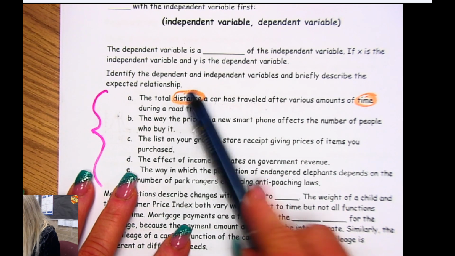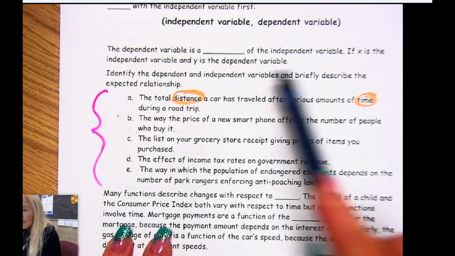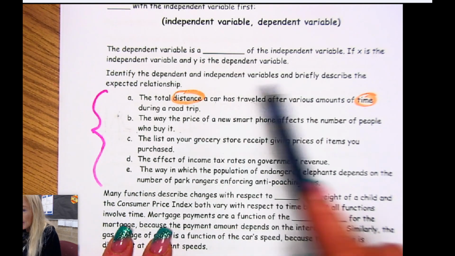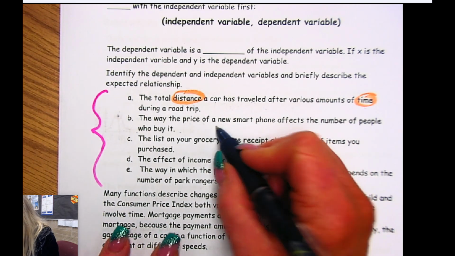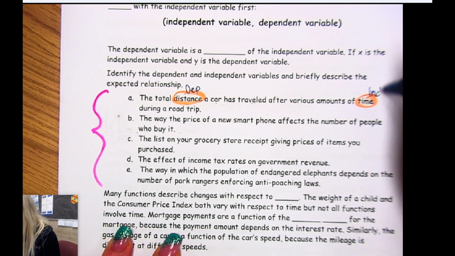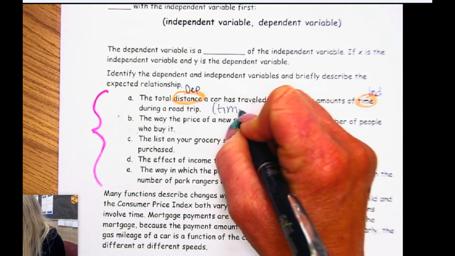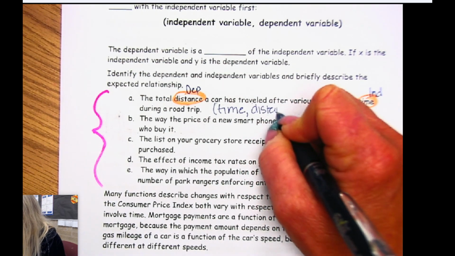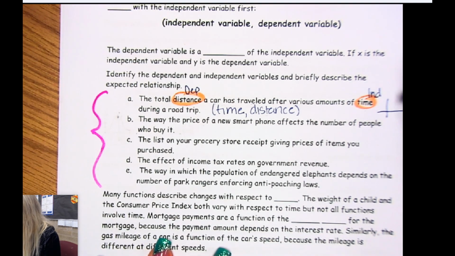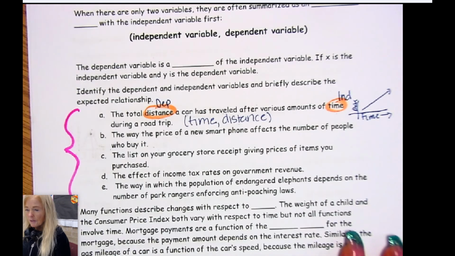And then I say, does distance depend on time, or does time depend on distance? And of course, distance depends on time. The distance the car travels depends on how much time you're traveling. So distance is going to be the dependent, and time is going to be the independent variable. We always list the independent first, so time goes first, and then distance second. The other thing you can think about here is that as time's increasing, your distance is increasing, and you're probably going to have just a linear line there.